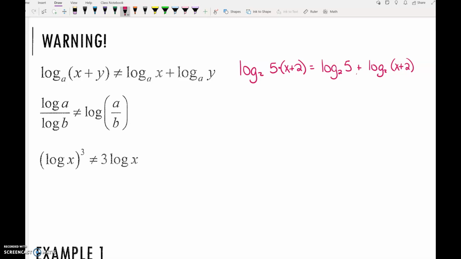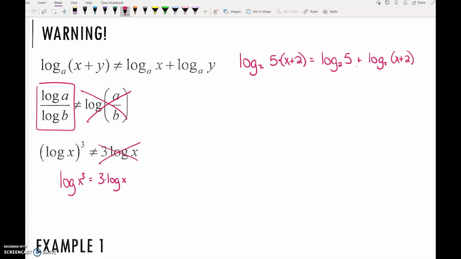If we have log of a divided by log of b, it is simply going to be log of a divided by log of b. We cannot combine those together in any way. And notice in this last one, the cube is outside of the log. If it's log of x cubed, that becomes 3 times the log of x. But because the entire log is inside the parentheses, it is not going to give us that result.